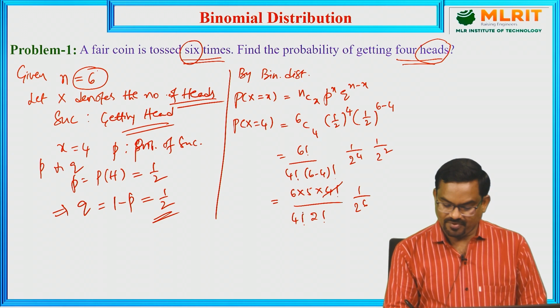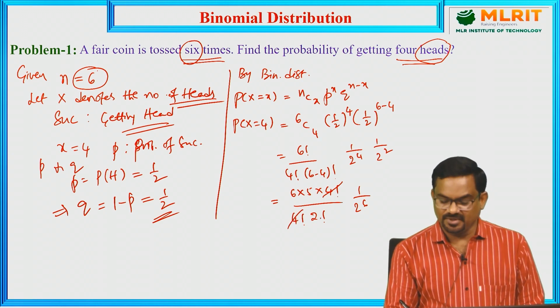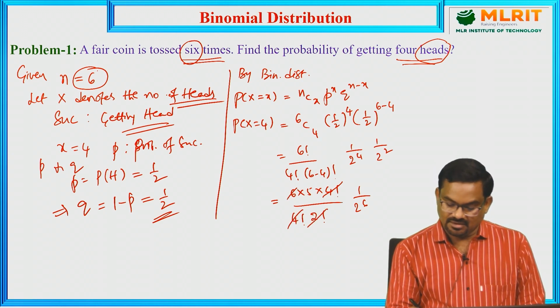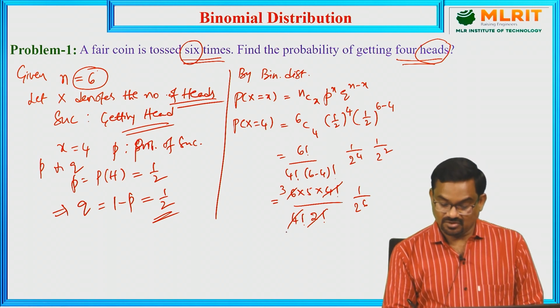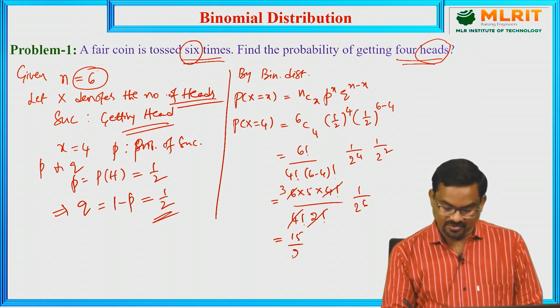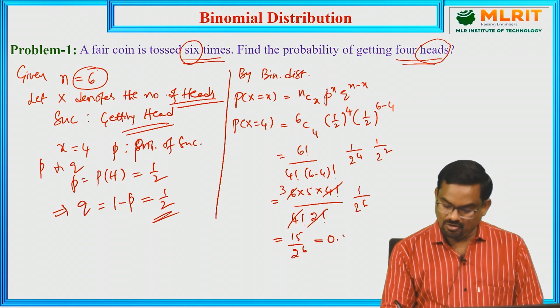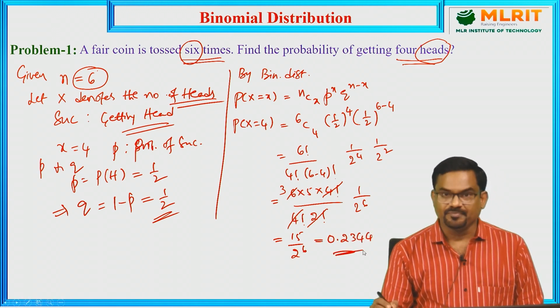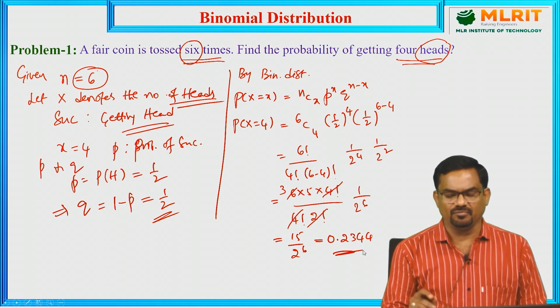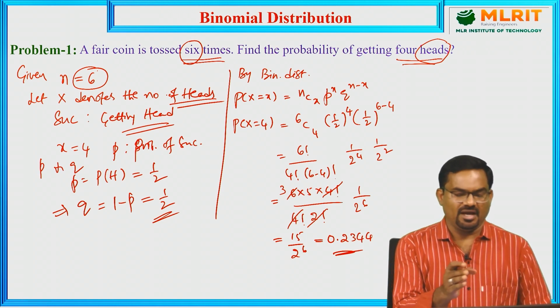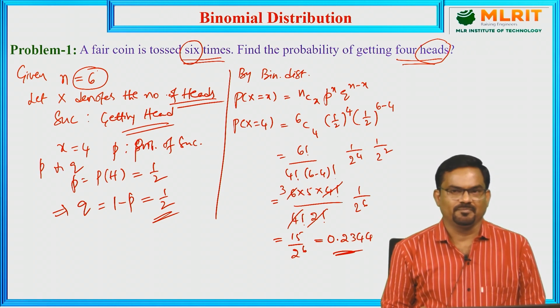So this 4 factorial gets cancelled, 2 factorial means 2, so this comes 3 times in 6, so the answer is 15 by 2 power 6, which results as 0.2344. So this is the probability of getting 4 times success when a coin is tossed 6 times.